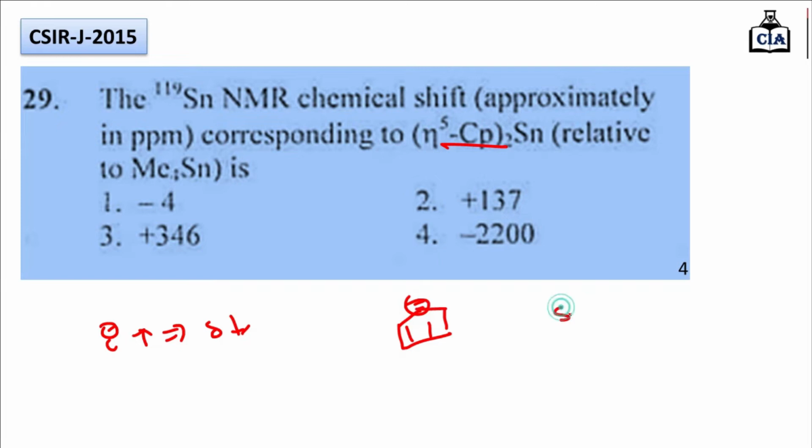So Sn will be attached by these two cyclopentadienyl ligands. So this metal center is highly negatively charged. So this Sn will have a highly negative chemical shift value, and only option 4 has the highly negative chemical shift value, so option 4 is the correct answer.